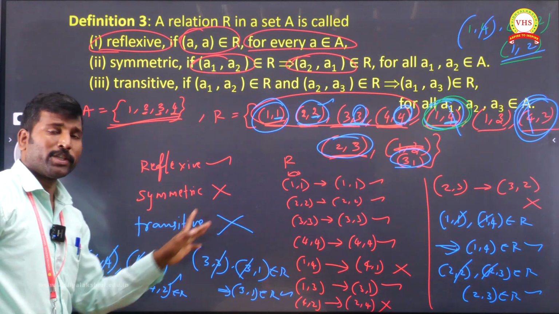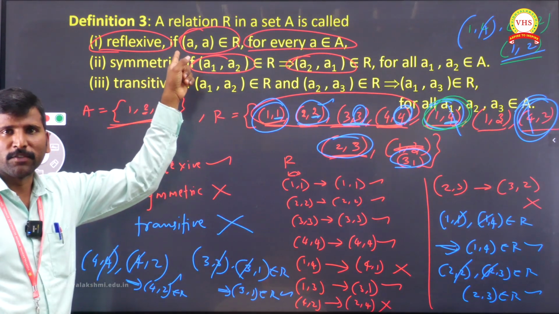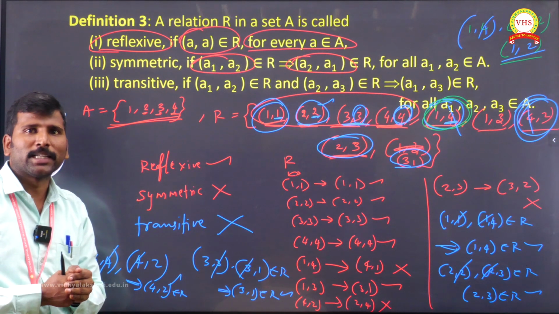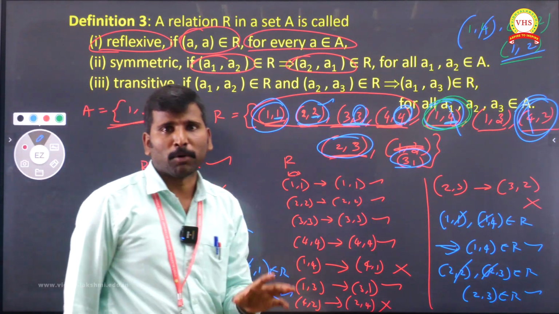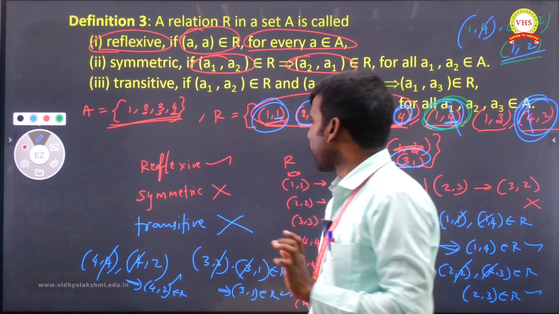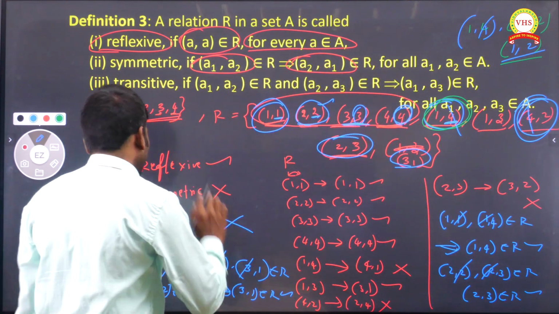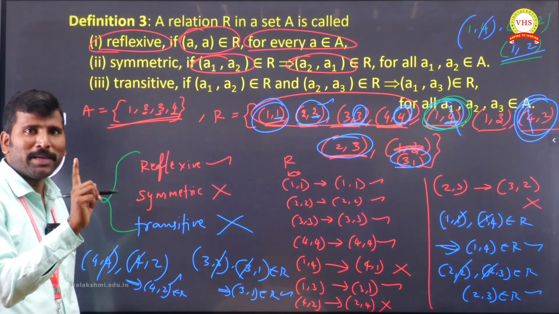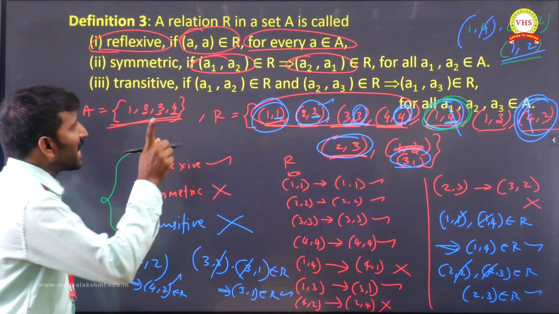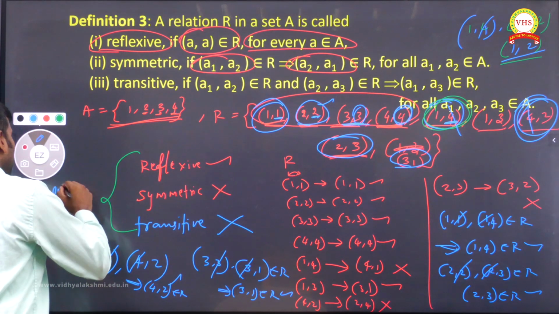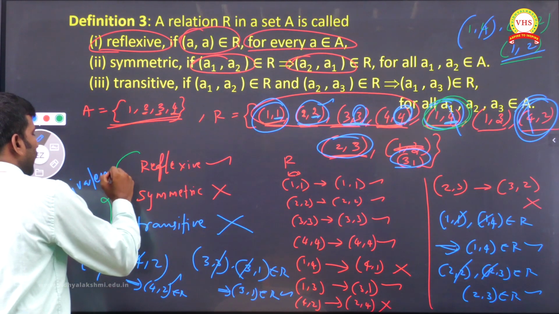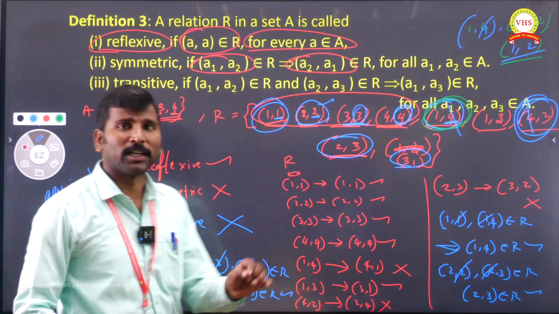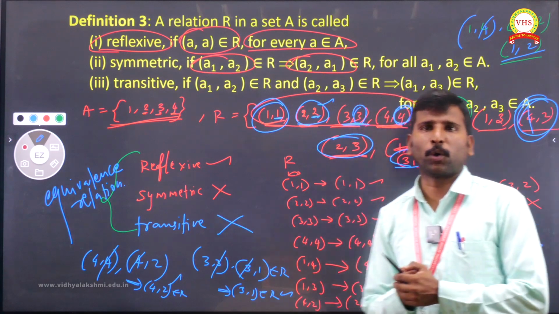I hope through this example you understand what is reflexive, what is symmetric, what is transitive. Understand? So this example is very important. Any example satisfying all the three, that relation R is called an equivalence relation. That is the important point you want to note down, children.